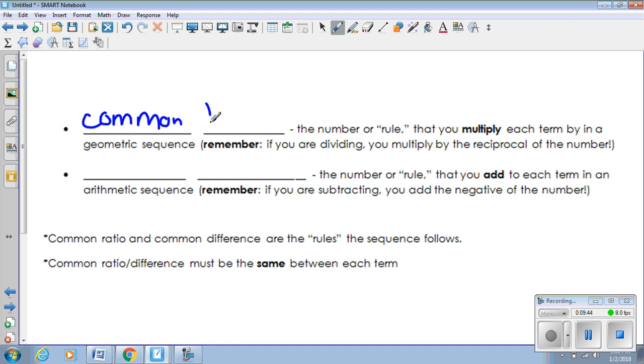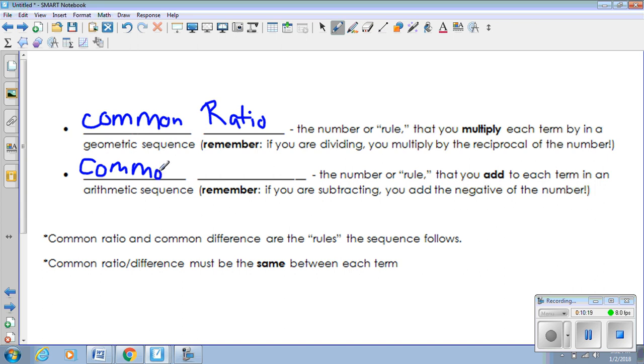And a common ratio is going to go with a geometric sequence, which is our multiplying sequence. A common ratio is the number or the rule that you multiply each term by in the geometric sequence. Again, remember the common ratio if you are dividing is that you multiply by the reciprocal of the number. So you have the common ratio, and then your other word is common difference.